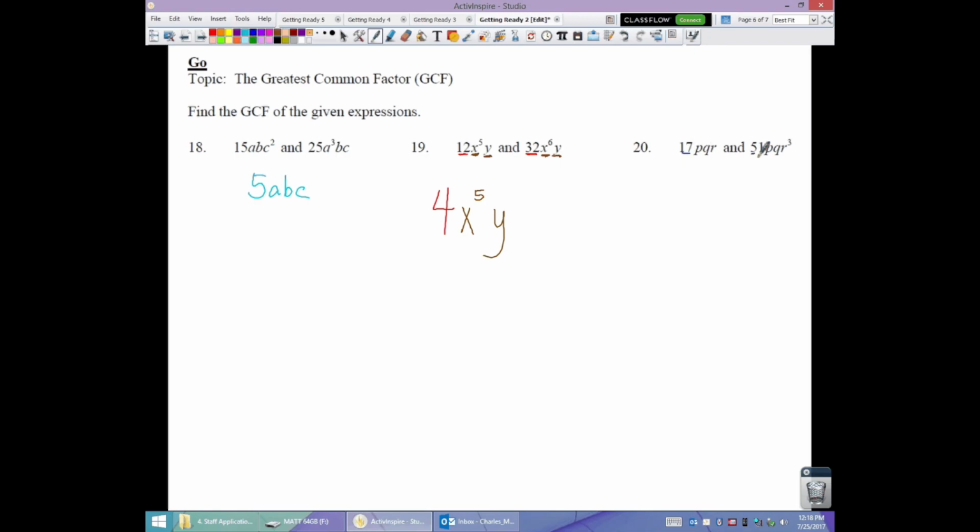Okay, 17 and 51. Well, 17 is a prime number, so nothing else goes into that. My only chance is, does 17 go into 51? Well, it actually does. So that'll be part of your GCF. Look, I have a P in both. I have a Q in both. I have an R and an R to the 3rd. Well, the most R's that could fit into each of these then is a single R to the 1st.